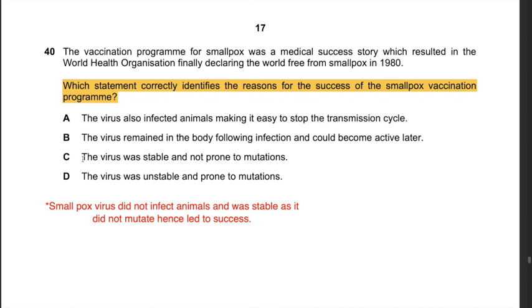If we go to answer A, the virus also infected animals, that is wrong because it did not infect animals and that was why it was easy to stop the transmission cycle. Answer B, the virus remained in the body following infection. That is also incorrect as smallpox virus did not form any reservoir inside the bodies. Therefore, answer B is also incorrect. If you go to answer D, the virus was unstable, that is again incorrect as the virus was actually stable. Hence the answer is C.